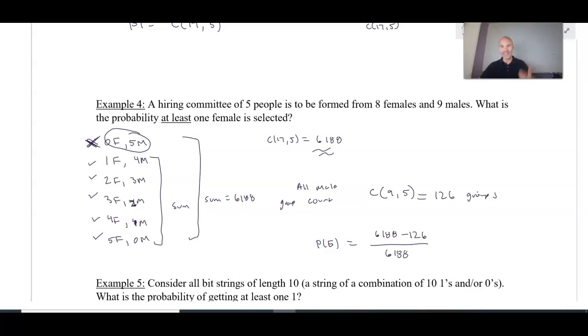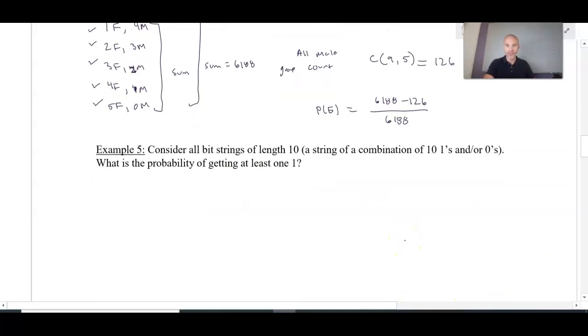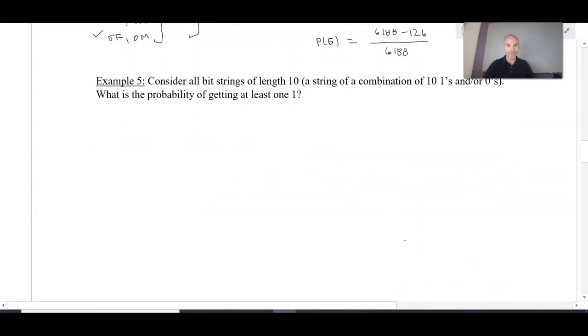So if we were randomly selecting, we would have a high chance of selecting at least 1 female, which is why this ratio will be close to 1. Let's look at another application. In this case, consider all bit strings of length 10.